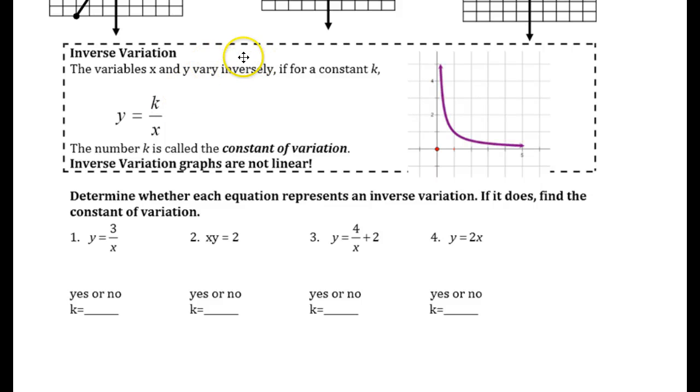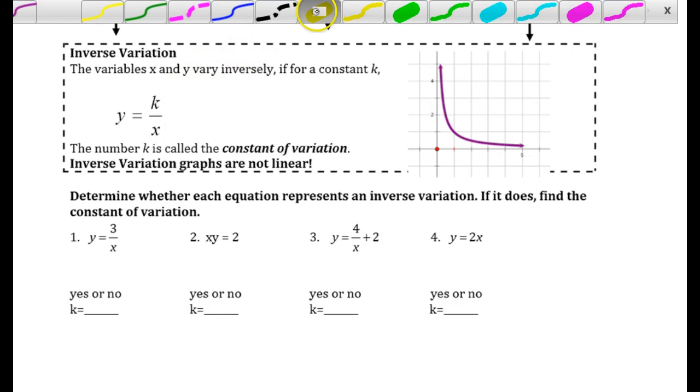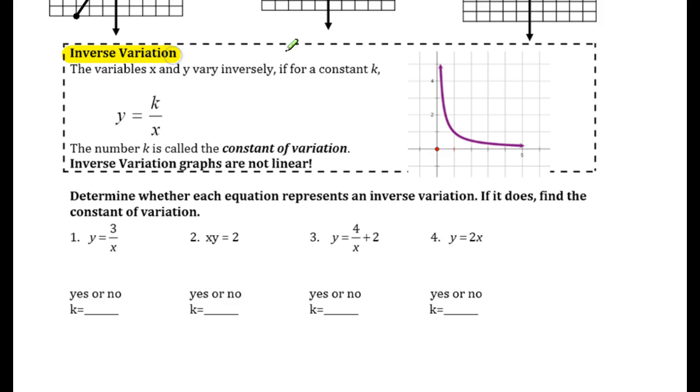Alright, so this podcast is on the second type of variation, which is inverse variation. Okay? So, once again, this is the formula. It's y equals k divided by x. Okay, and the location is important. The k is on the top and the x is on the bottom. It's being divided by the x. Okay? And so, once again, the way we read this officially is y varies inversely with x.